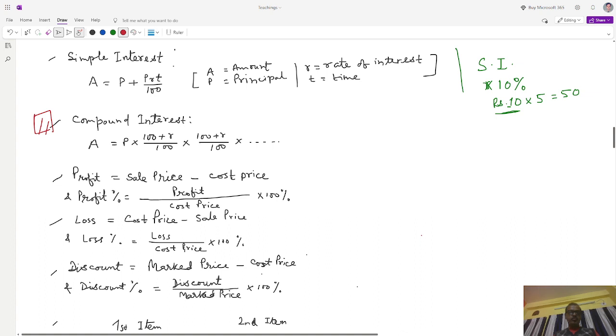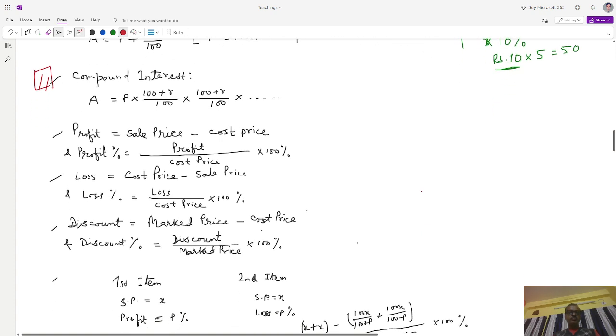Similarly, loss equals cost price minus sale price. Out of which price? Cost price. So loss percentage equals loss divided by cost price into 100%. This is the ratio. We have to multiply by 100 to get the percentage.